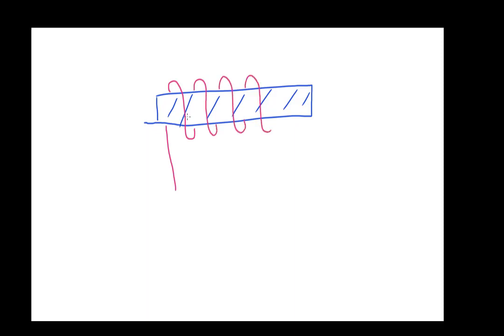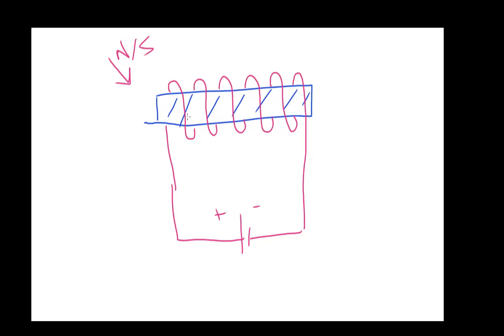The reason why we put a coil around it is that we want to have a multiplicative effect of the magnetic field. So we're going to connect it to a battery source. This is positive, this is negative. Now one of the questions that comes in is whether this right here is a north pole or a south pole. I don't know, so let's figure this out.